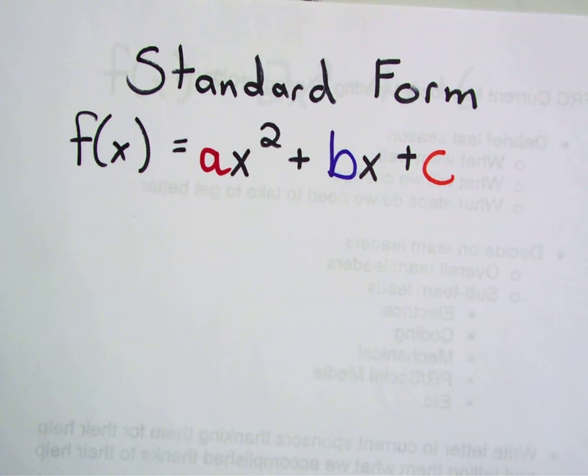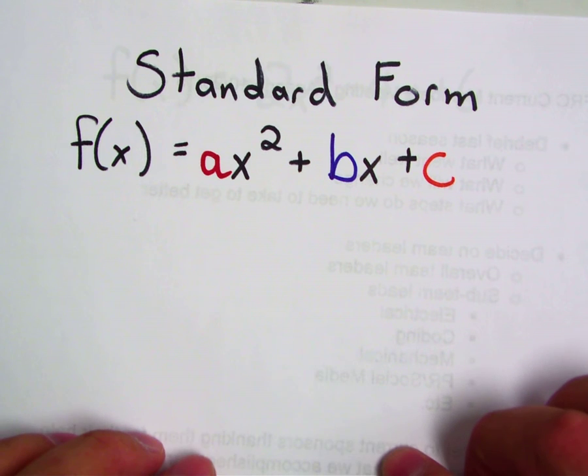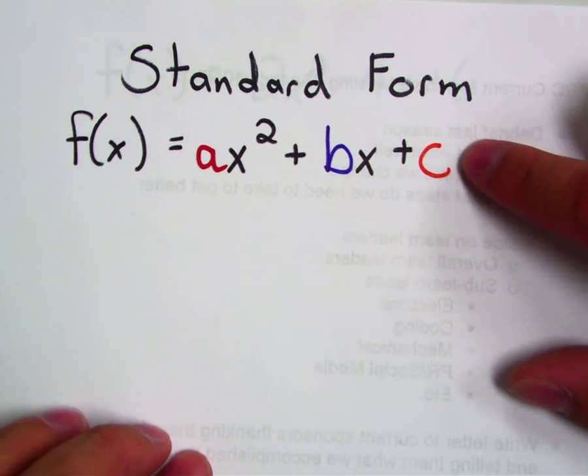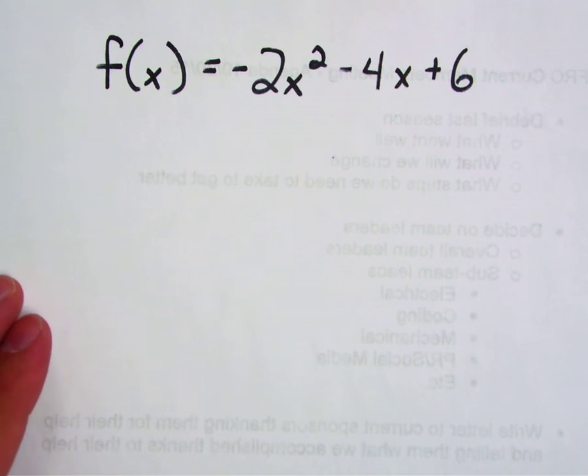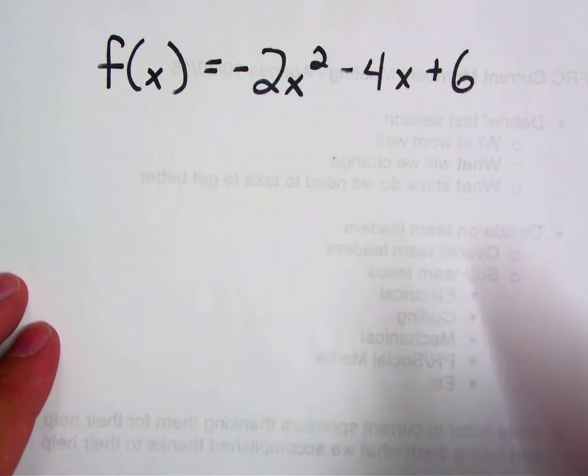So if we take a look at one of these, we're going to want to look at the x-intercepts, the y-intercepts, the vertex, and eventually be able to graph a function given this form. So for an example today, we're going to take a look at this function here. We've got f of x equals negative 2x squared minus 4x plus 6.